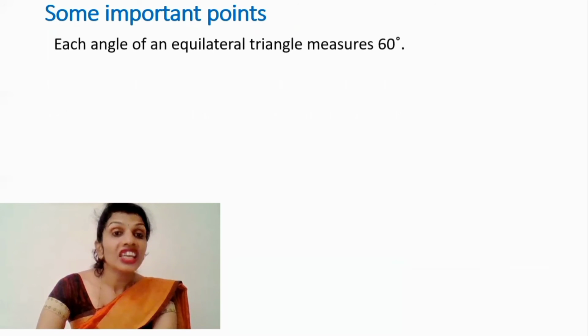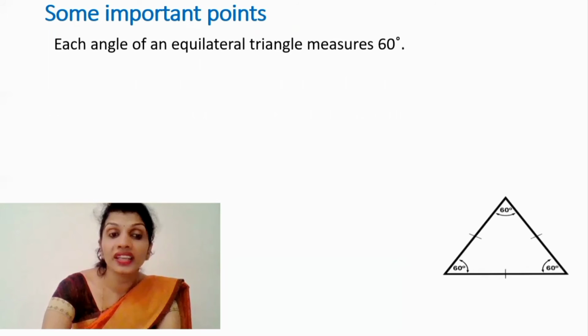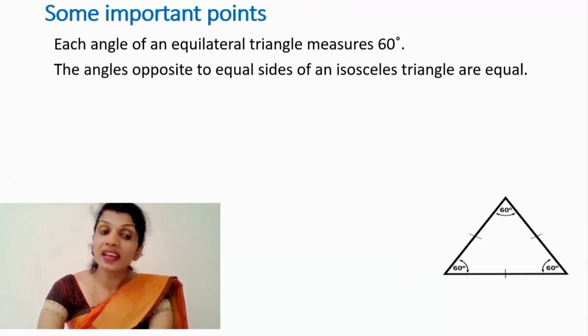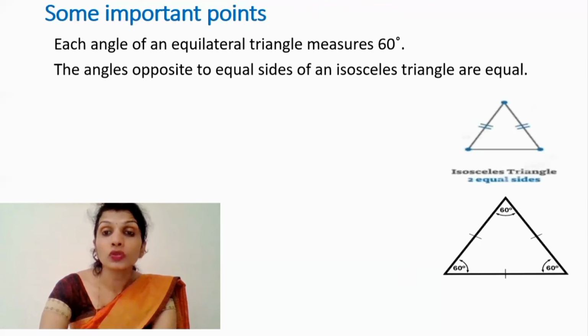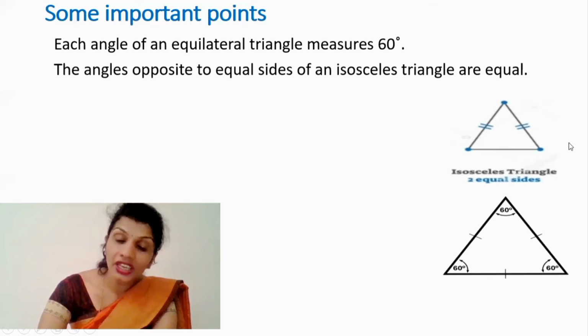Now, let us learn some important points about it. The first is that each angle of an equilateral triangle measures 60 degrees. I have shown you that. See here, this is an equilateral triangle where each angle measures 60 degrees. The second one is that the angles opposite to the equal sides of an isosceles triangle are equal. You know that in an isosceles triangle, two sides are equal. So if the two sides are equal, their opposite angles, this angle and this angle, will also be equal.